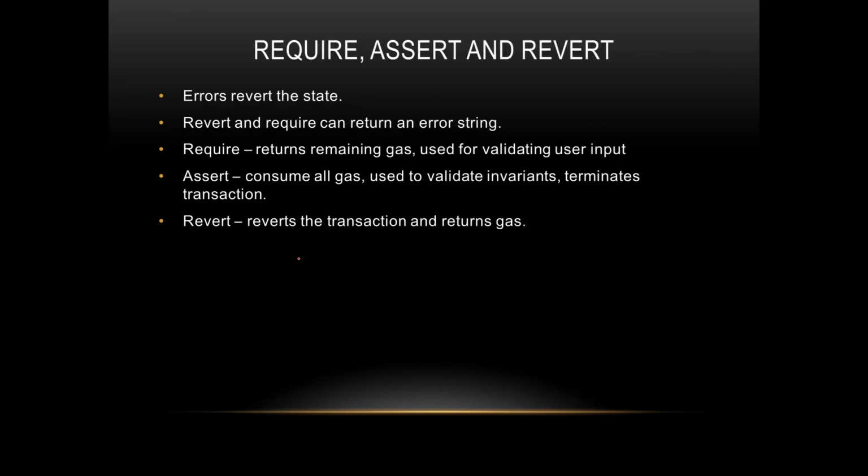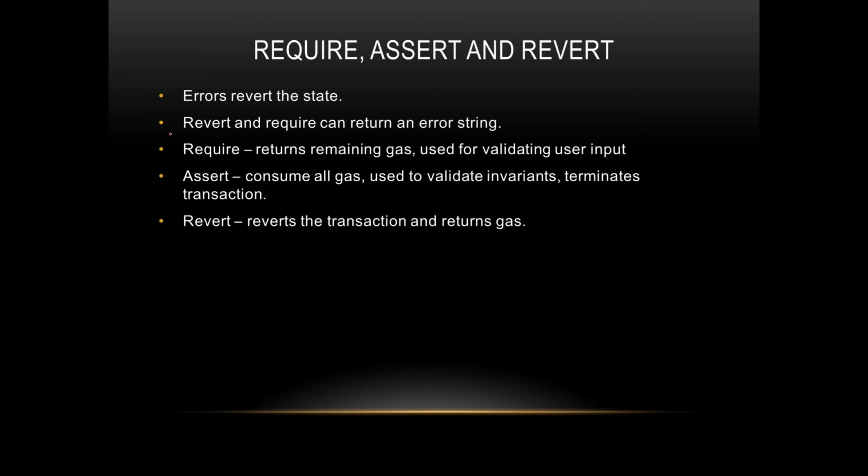We have error handling also in Solidity. Error handling is a major part. So in error handling, we have require, assert and revert. So how does this happen? Errors firstly revert the state. Like you have changed some state, but if it doesn't succeed, it gives an error message. So it will revert back to the latest state it was in, and it will give out an error string if it is handled correctly.